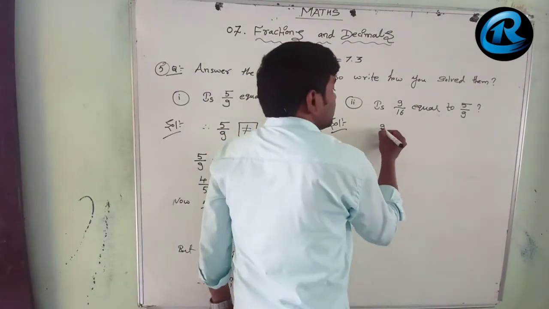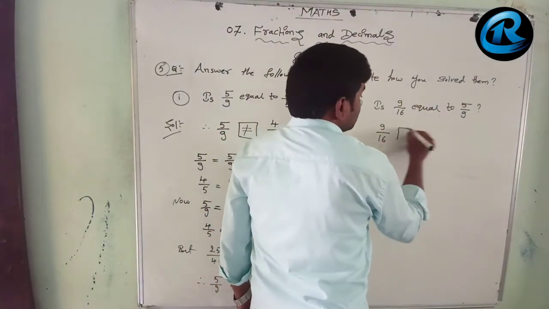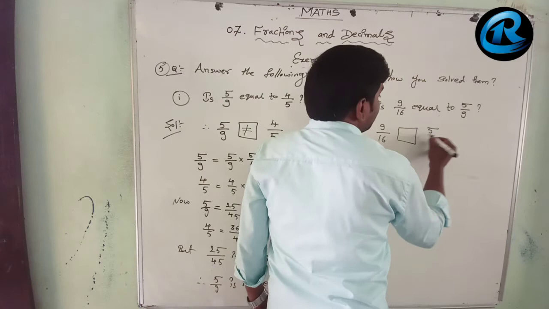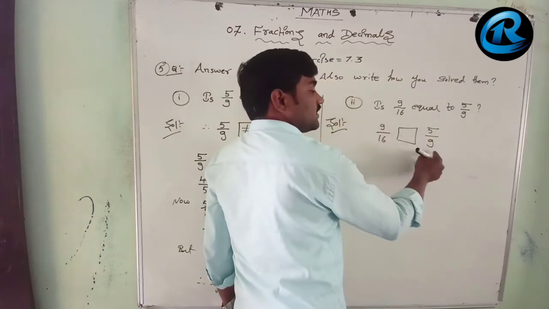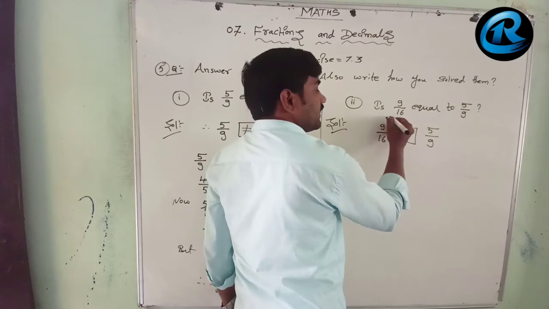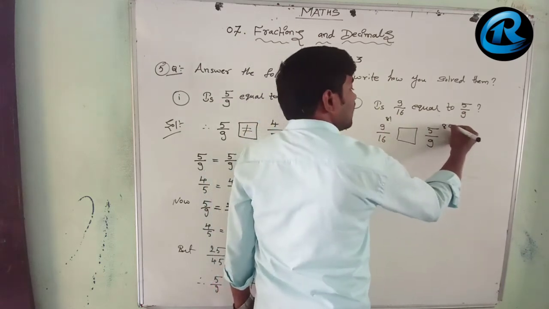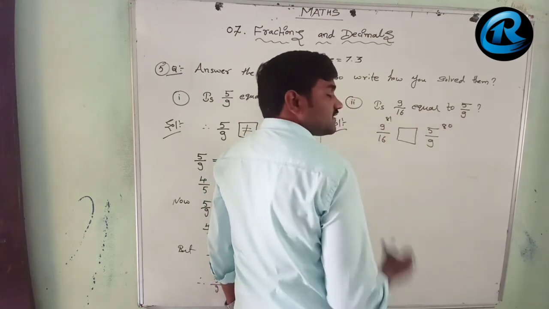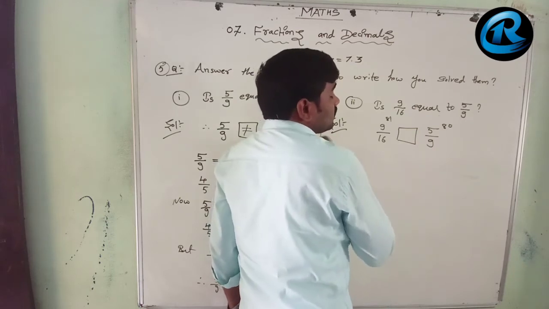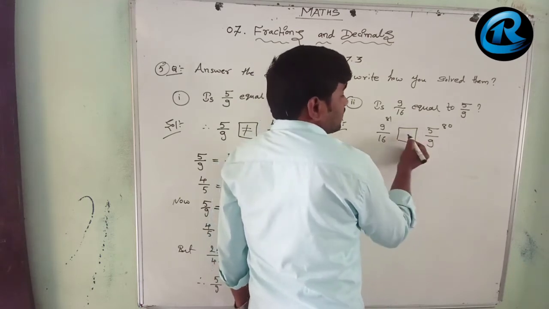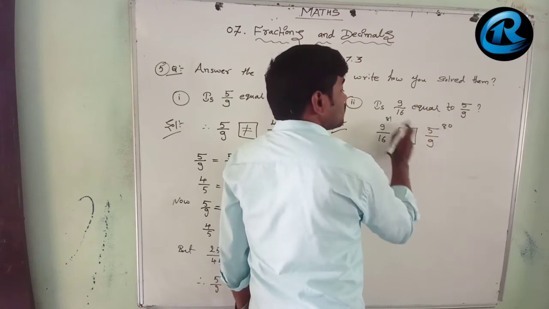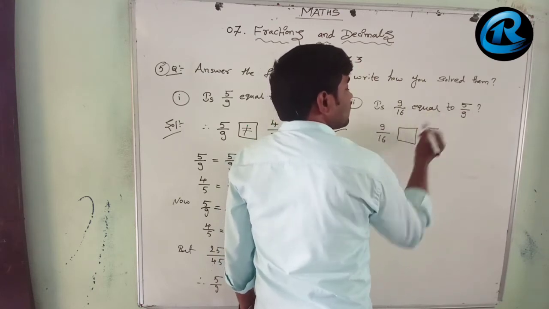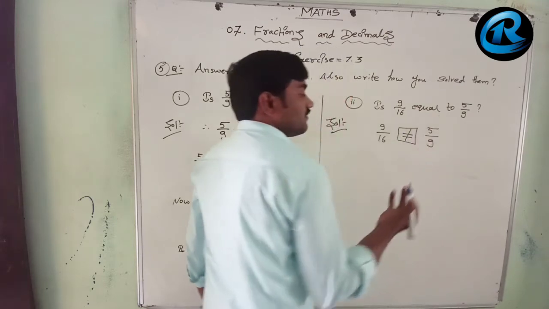Let us see. Here 9/16. Let us make a box like this, and 5/9. ఏమవుతుంది, దీన్ని 9 times increase చేద్దాం. 9 into 9 81. 16 5s are 80. So 81 is greater than 80. So this 81 is greater than 80, but we have to write that either they are equal or not. They are not equal. We'll put like this.